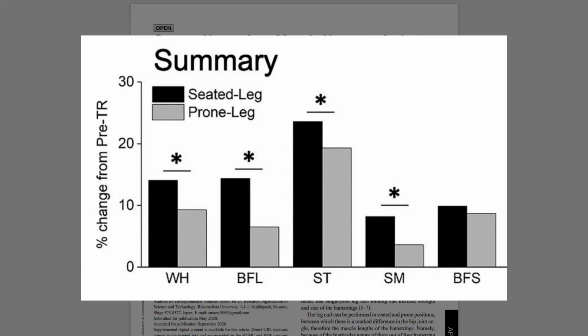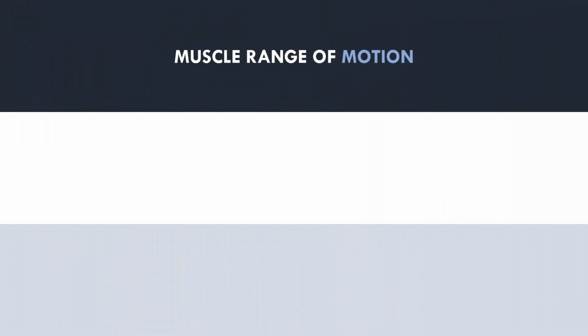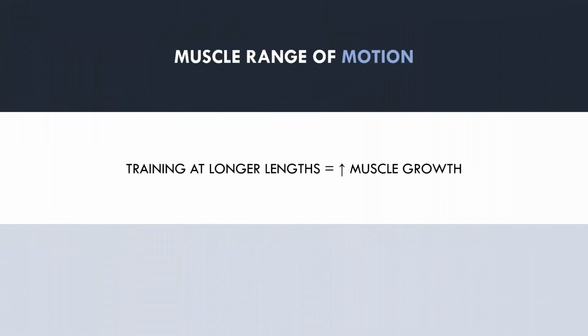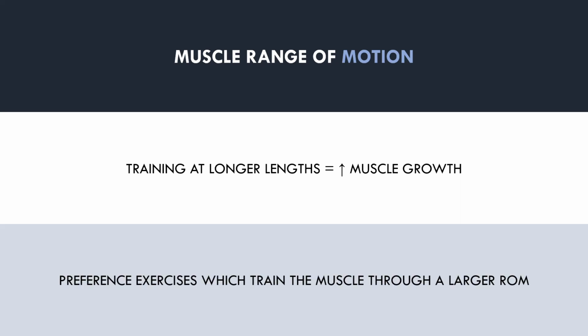So as this study demonstrates, training a muscle at a longer length tends to result in greater muscle growth. Therefore, we should prefer exercises which train the target muscle through a larger range of motion, as this will train the muscle at longer lengths. With all other factors being equal, this will likely result in a superior hypertrophic stimulus.